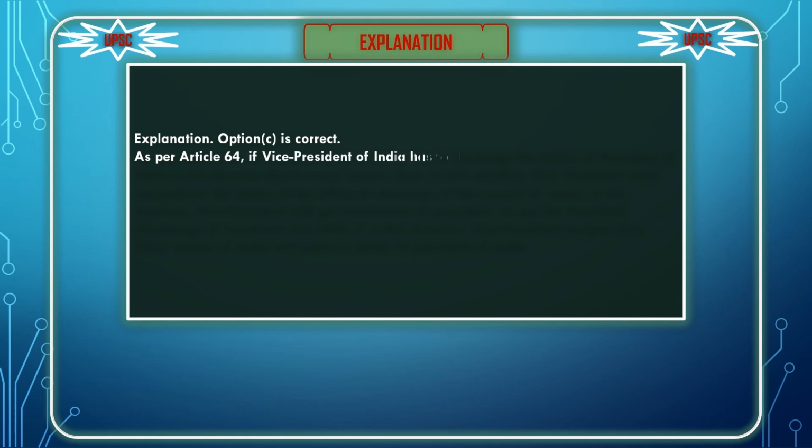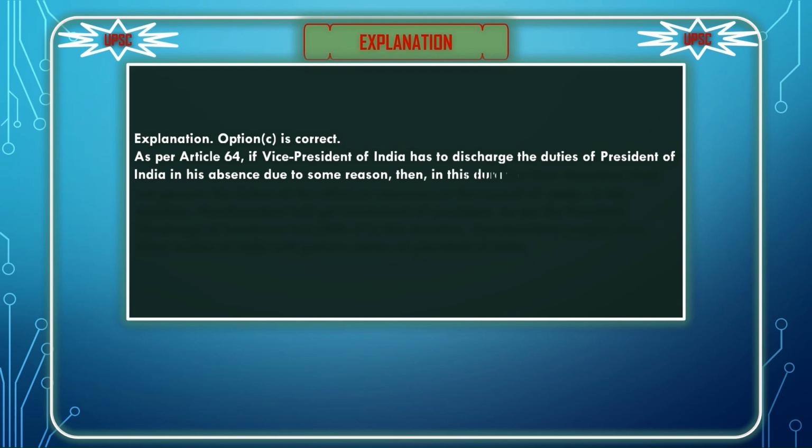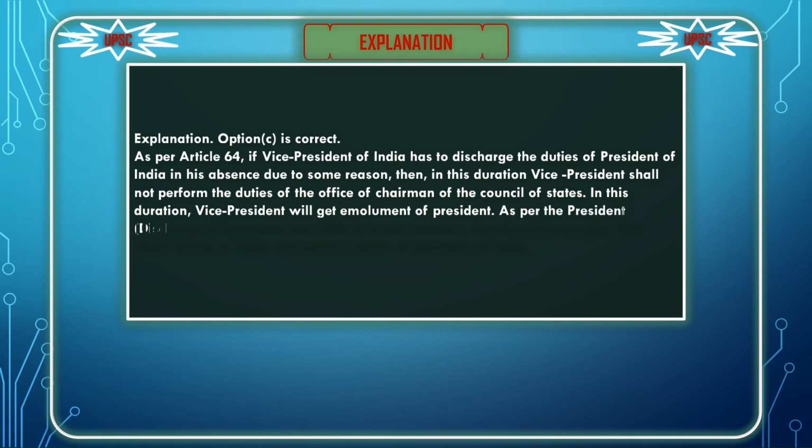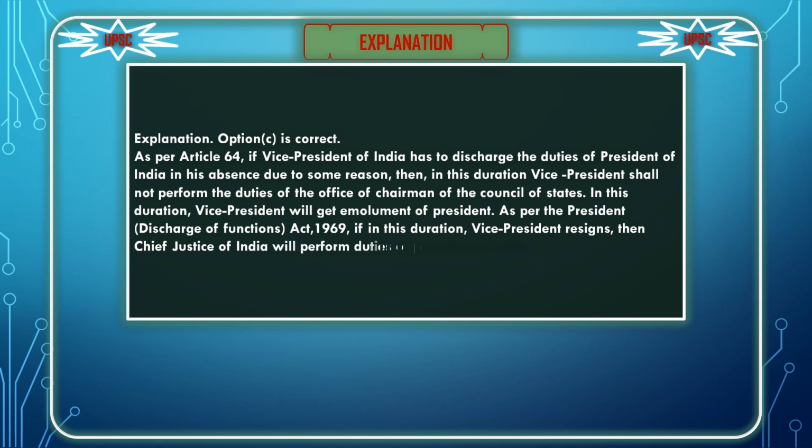Explanation. Option C is correct. As per Article 64, if the Vice President of India has to discharge the duties of the President of India in his absence due to some reason, then in this duration, the Vice President shall not perform the duties of the office of Chairman of the Council of States. In this duration, the Vice President will get the emolument of the President. As per the President (Discharge of Functions) Act 1969, if in this duration the Vice President resigns, then the Chief Justice of India will perform the duties of the President of India.